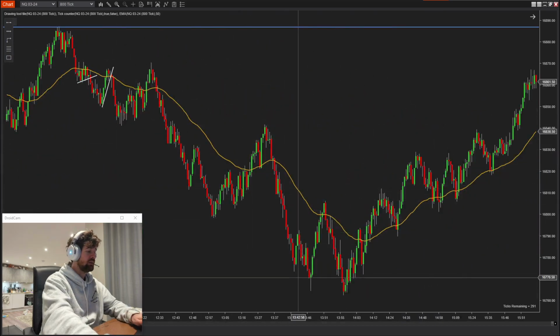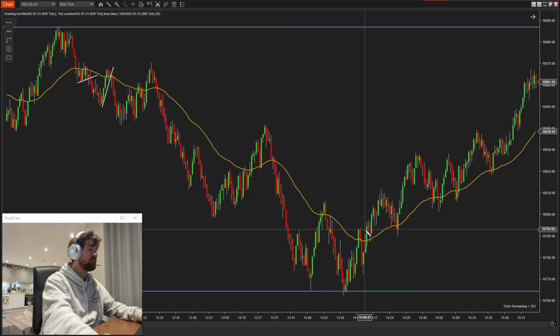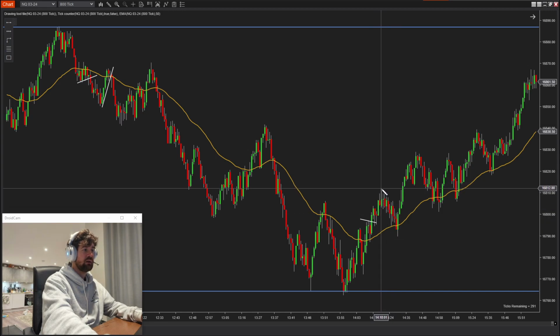And then later on in the day, there were at least one, maybe two. I saw this and I took a long in here. Double bottom at the low of day, holds above, nice long here, and then of course this cleaner flag here that gave a bigger move.